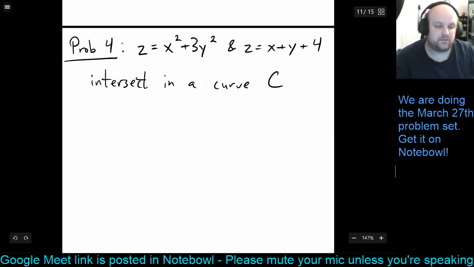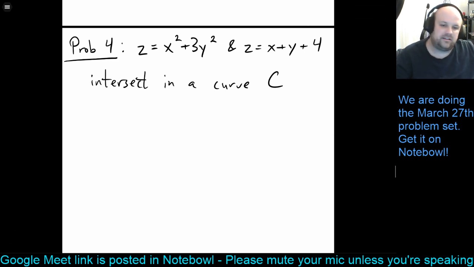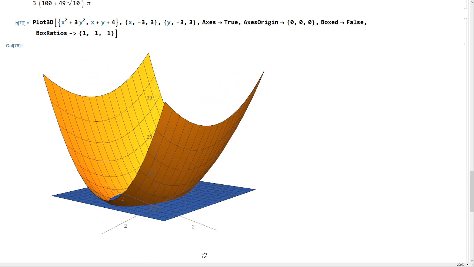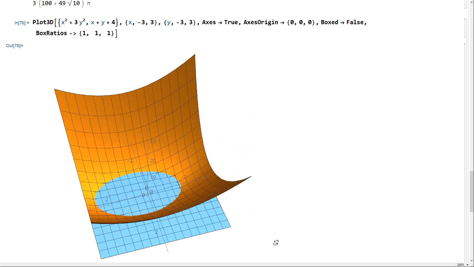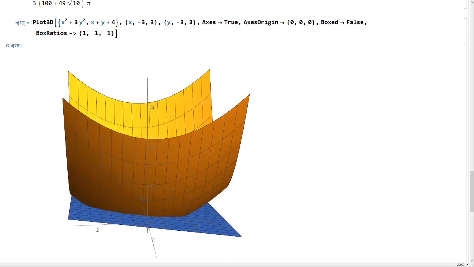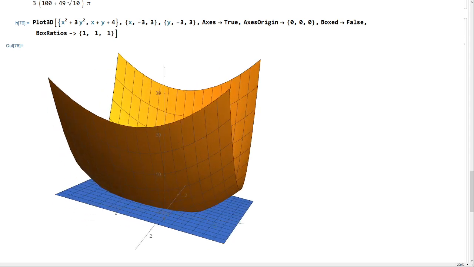Right? So what does that look like? Let me swap over to Mathematica here. So here I've graphed the two surfaces. The paraboloid is the orange thing here. It looks a bit cut off on the sides because of the plot window, but that is in fact a paraboloid. And the blue one here is the plane, z equals x plus y plus 4.